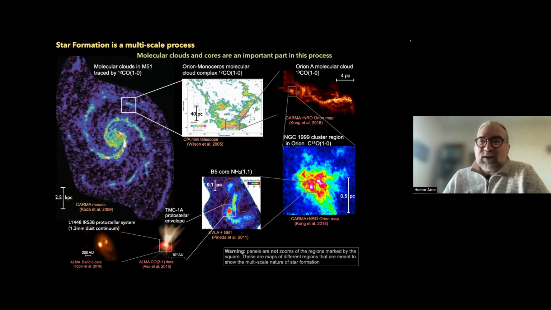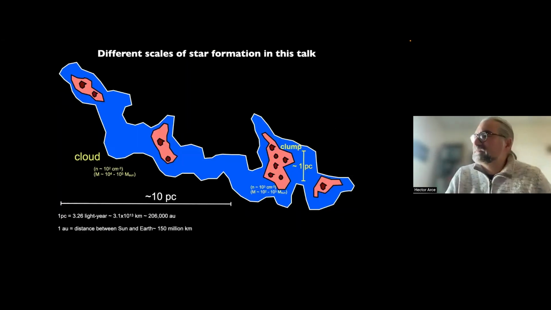Most of the stuff that I'll be talking about will be observing molecular line emissions from different molecules that are in molecular clouds. Molecular clouds, again, are the regions where stars form. And here's a cartoon of what a molecular cloud might look like. A molecular cloud will be about 10 parsecs in size, and here you have the conversion between parsecs and light years and kilometers.